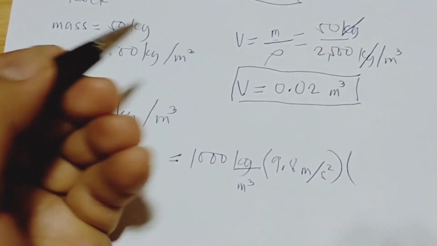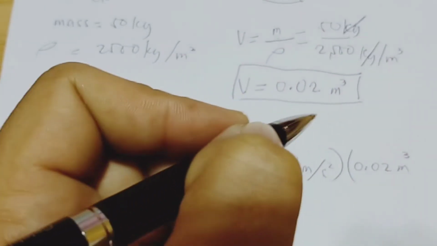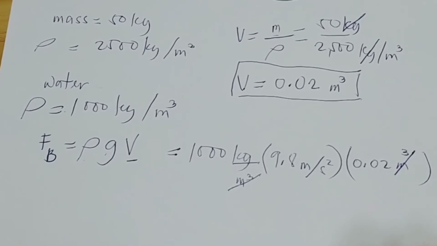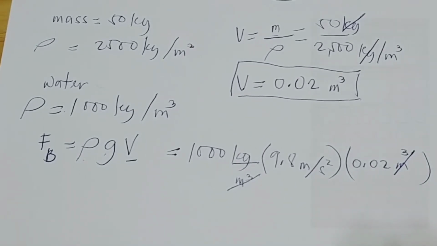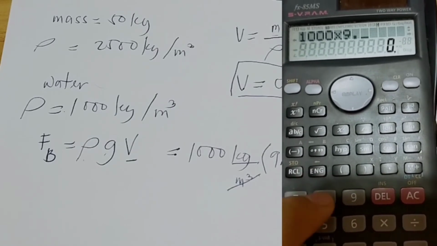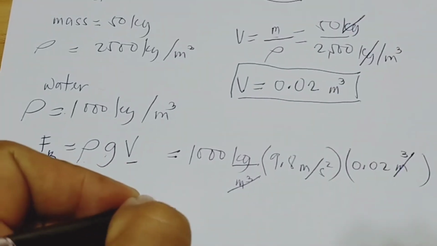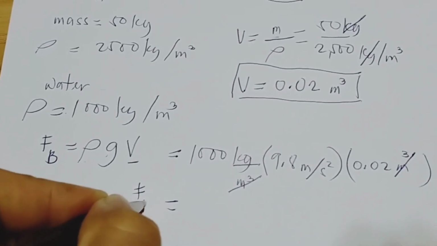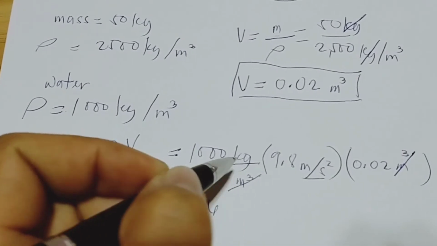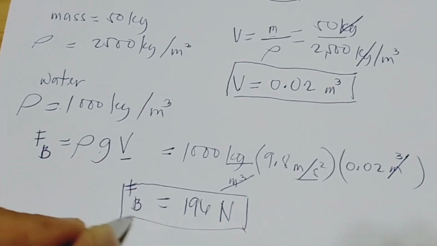times volume, 0.02 cubic meter. Alright, so makakancel out po natin dito yung cubic meter na unit measure. So by multiplication, you have 1,000 times 9.8 times 0.02 equals 196. Your buoyant force is equal to 196 kilograms meters per second squared, which is equal to 1 Newton. So you have a unit measure of Newton. Okay?